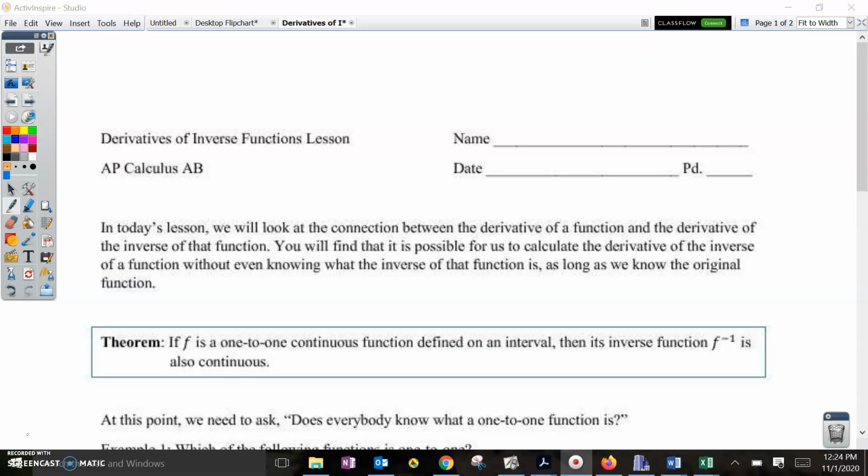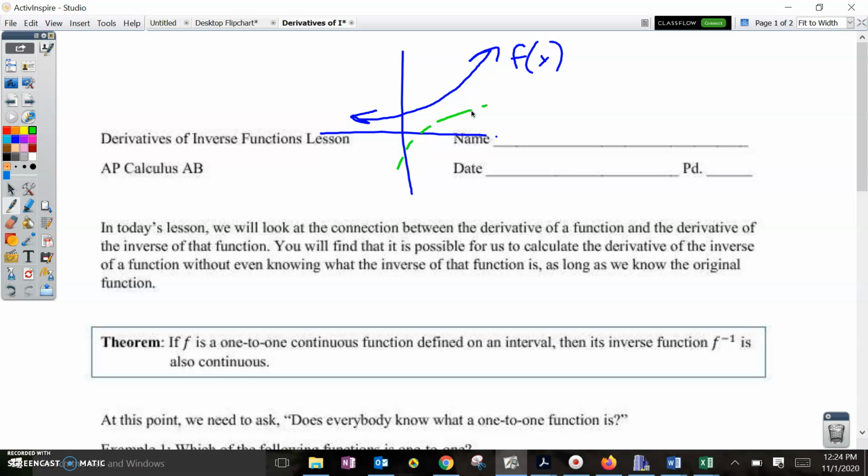And this should make sense to us. If we have a function, this function right here, f of x, it's continuous. And what we know about inverses is that the inverse of this is going to be the reflection over the line y equals x. So it's going to look something like this. So as long as that first function doesn't have any discontinuities, the second one won't have any discontinuities either. Alright, so that's what that theorem is.